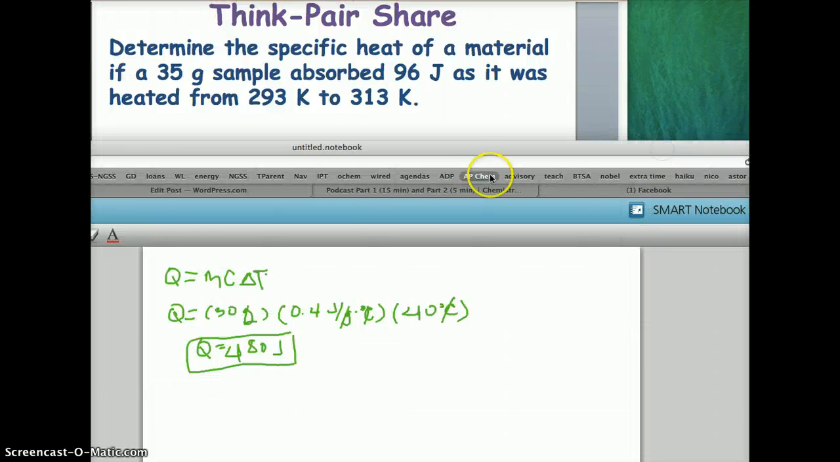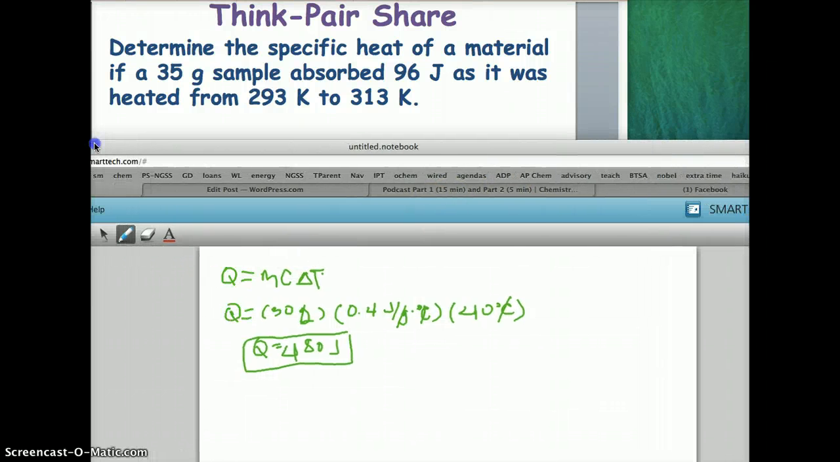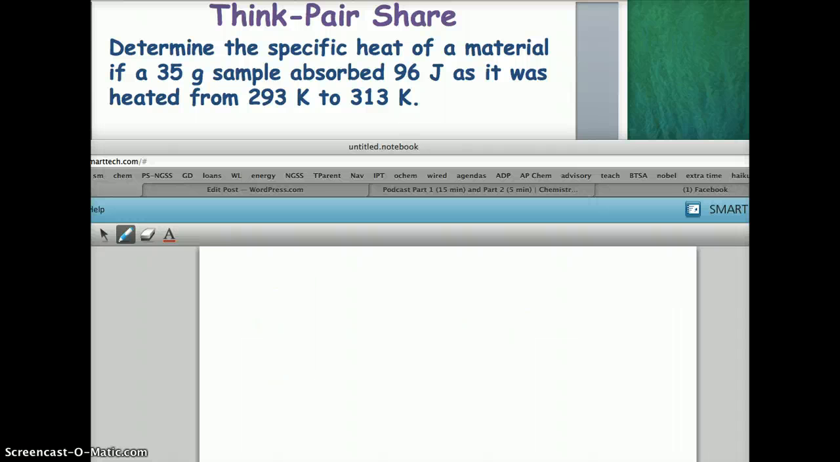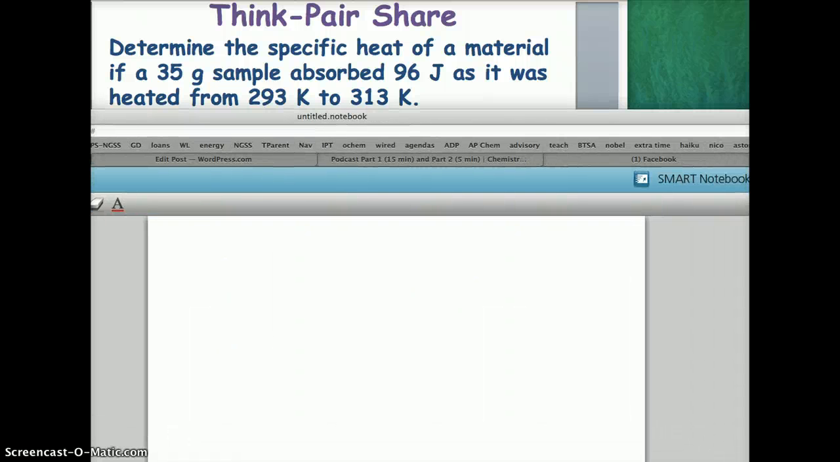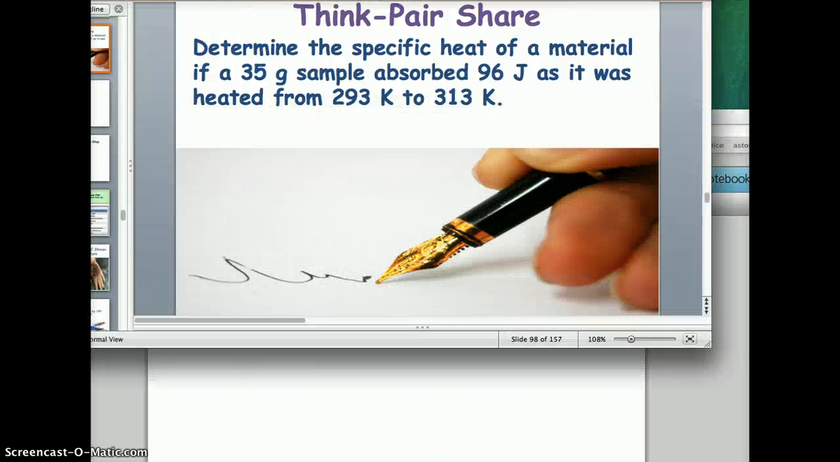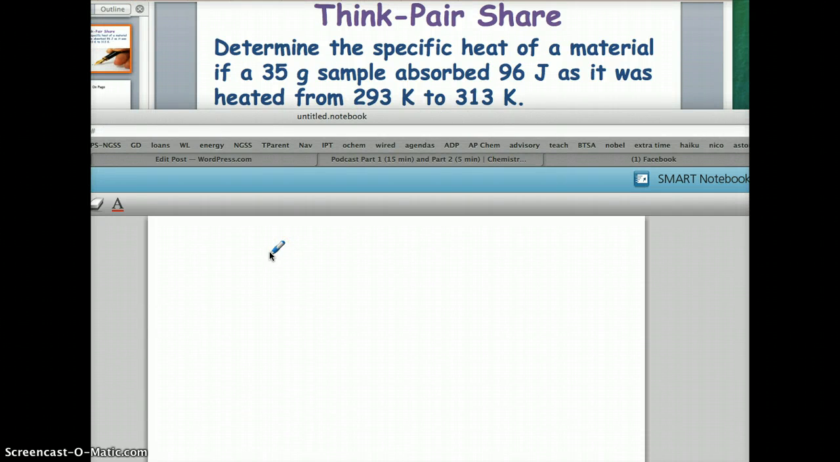How is this question different than what we did in the past? We're not finding heat. We're finding the specific heat. Very different, okay? So make sure that you read the question carefully. This is a really good question to ask on a final. So we're going to use the formula Q equals mc delta T, and it says determine the specific heat. So we're solving for this.